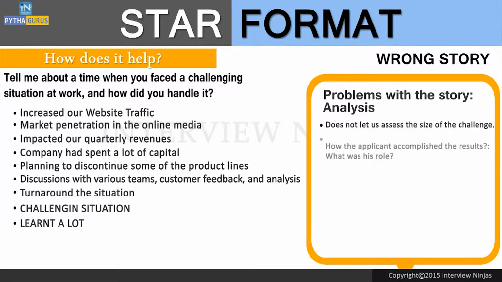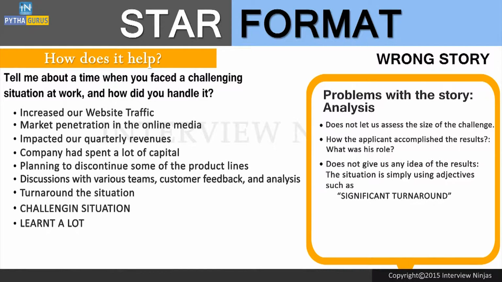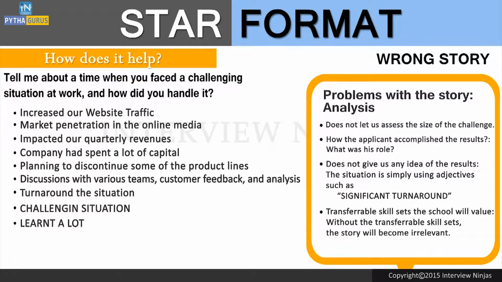We do not know how the applicant accomplished the results. What was his role? It does not give us any idea of the results. The situation is simply using adjectives such as significant turnaround, but no one can measure it. Another problem with the story is we do not know what the transferable skill sets the school will value are. Without the transferable skill sets, the story will become irrelevant.